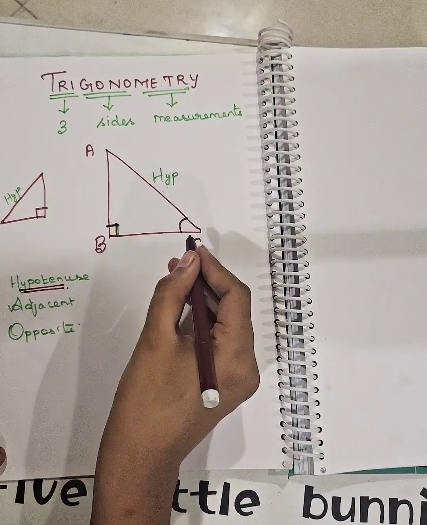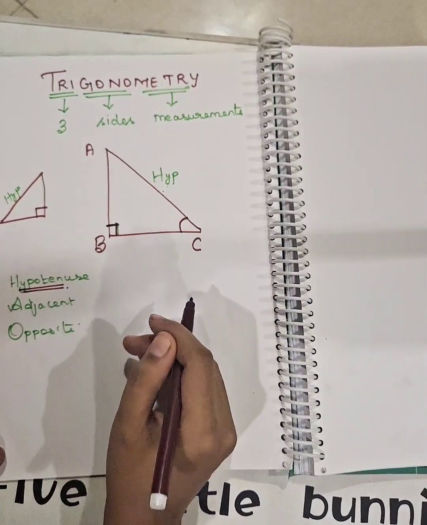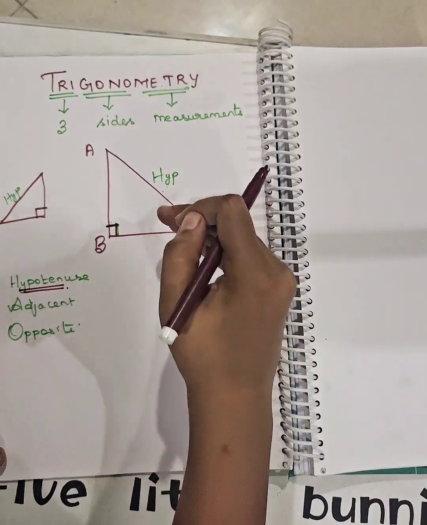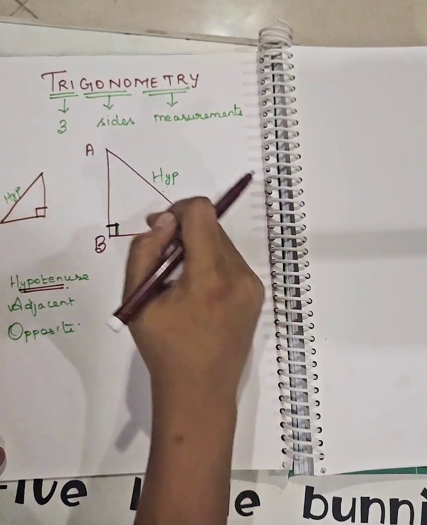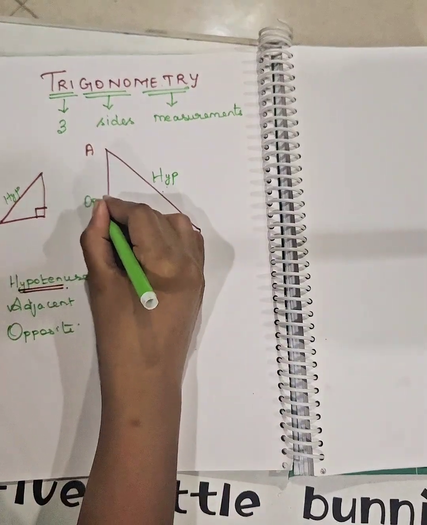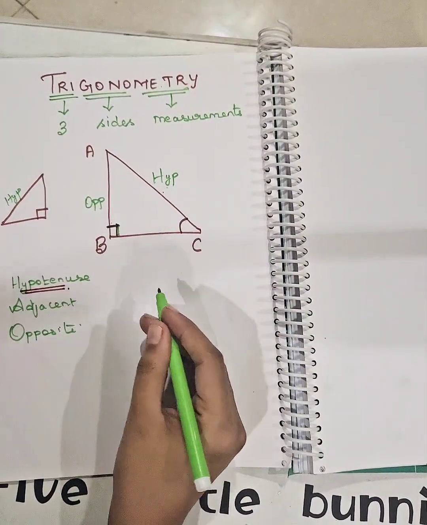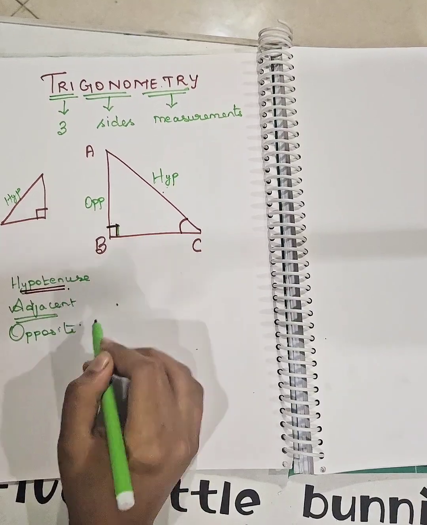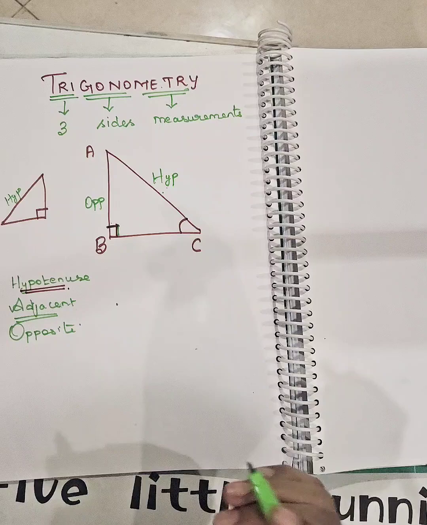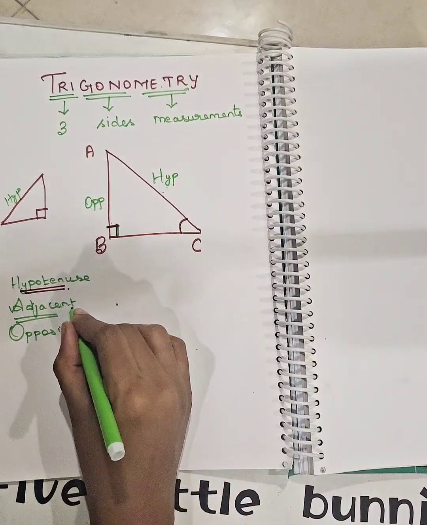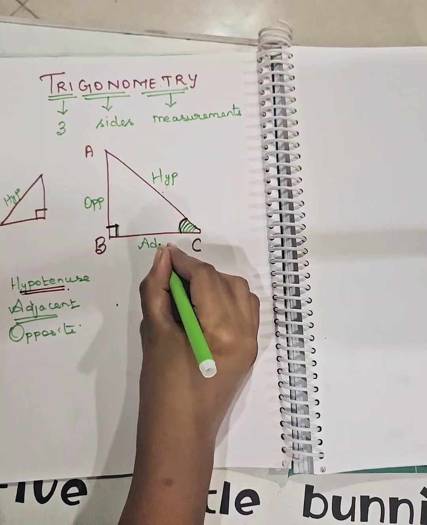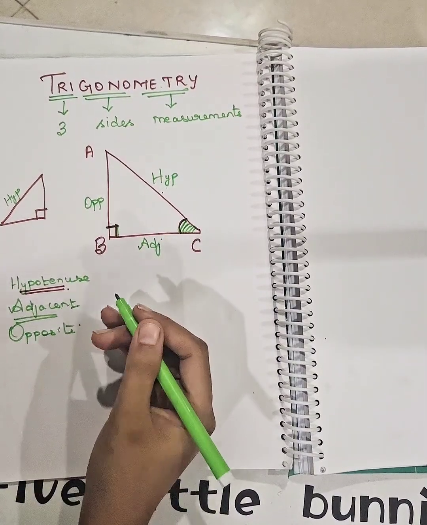So for angle C, if suppose in your triangle angle C is there, which is the opposite side? The side which is exactly opposite to angle C is the opposite of angle C. And what is the meaning of adjacent? Adjacent means next to. For example, a girl sitting next to you, just adjacent to you. So the adjacent of C is BC. Hope you can understand, students.